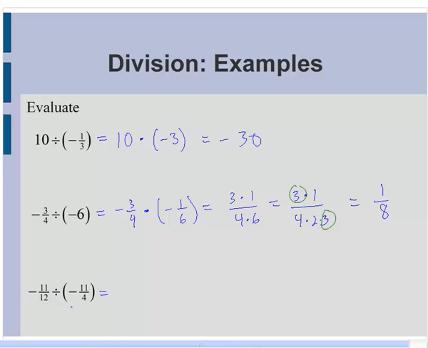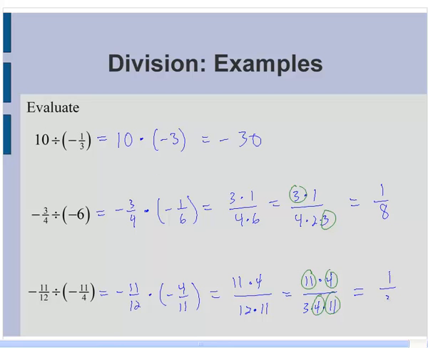Negative 11/12 divided by negative 11/4 can be written as negative 11/12 times negative 4/11. Negative times a negative is positive. And so we would have 11 times 4 over 12 times 11. Leaving that 4 alone, actually, and thinking of that 12 as a 3 times 4, again, we can remove some common factors here. The 11s can be removed and the 4s can be removed. And remembering that there's a 1 in the numerator now, 1/3.